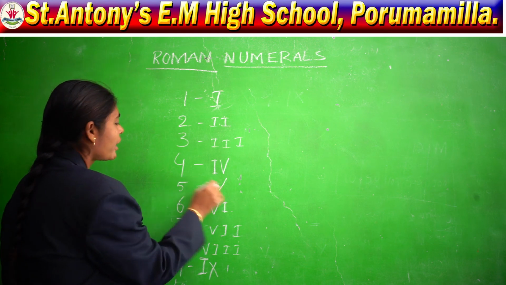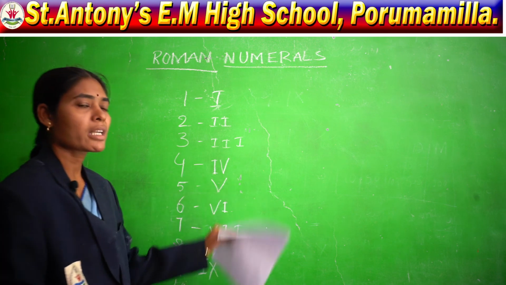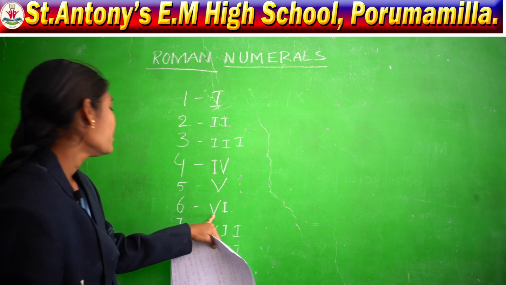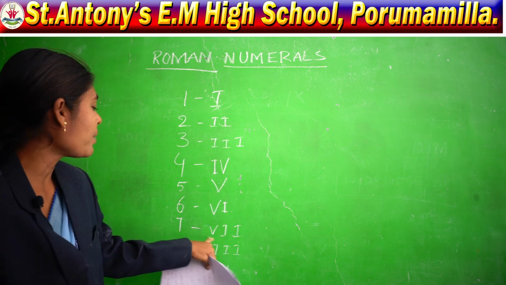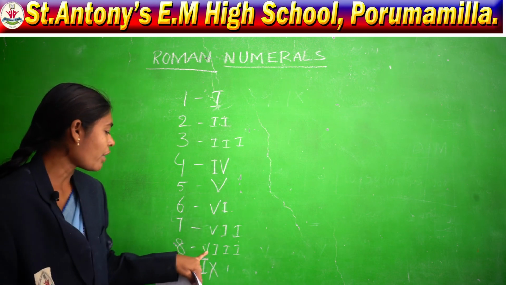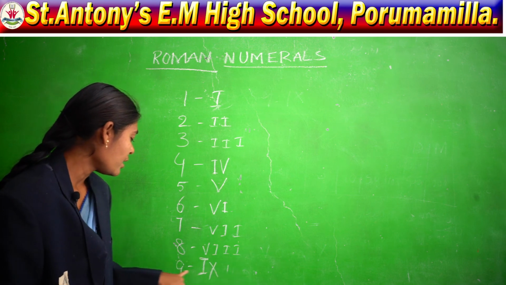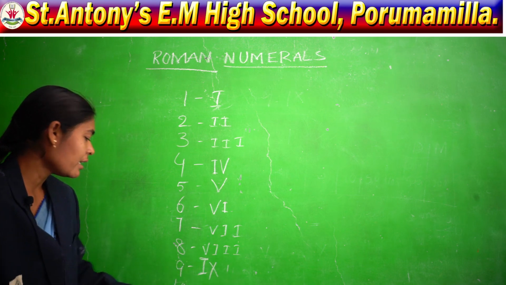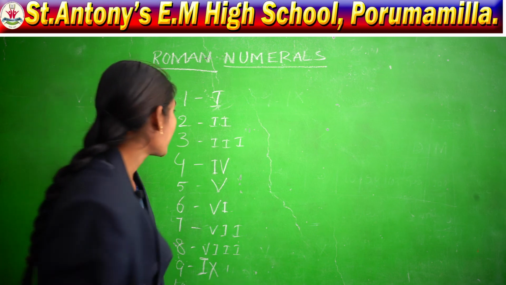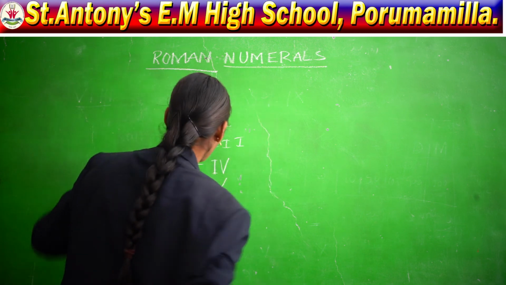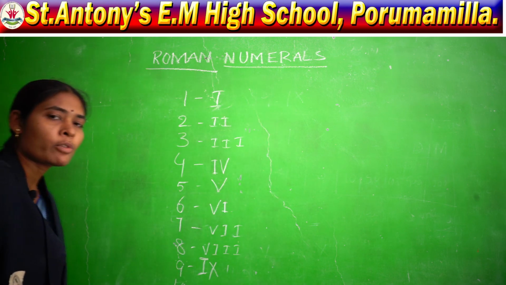To write 5, directly the symbol V will be there. 6, 5 plus 1. 7, 5 plus 2. 8, 5 plus 3. 9, 10 minus 1. To write 10, X. Have you understood how to write 1 to 10 in Roman numerals?